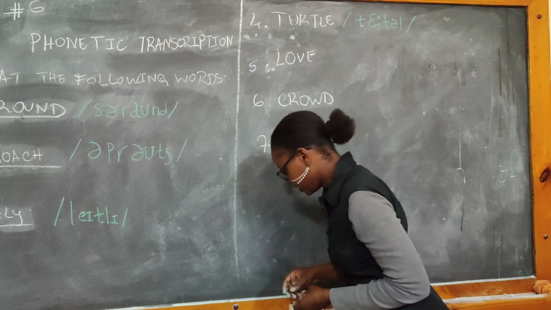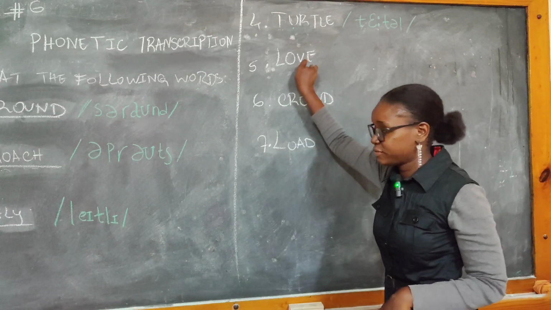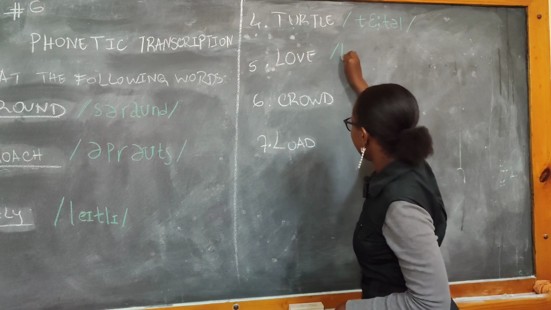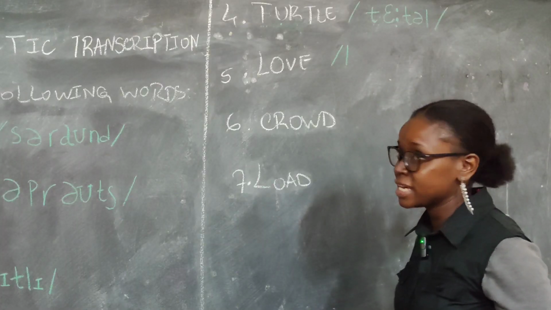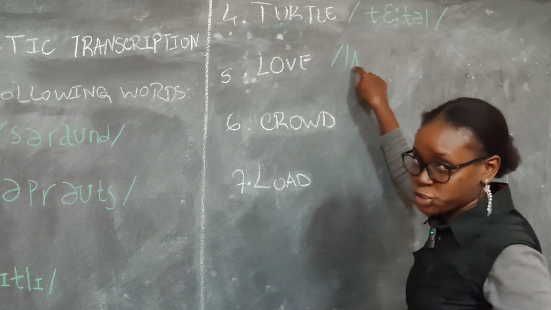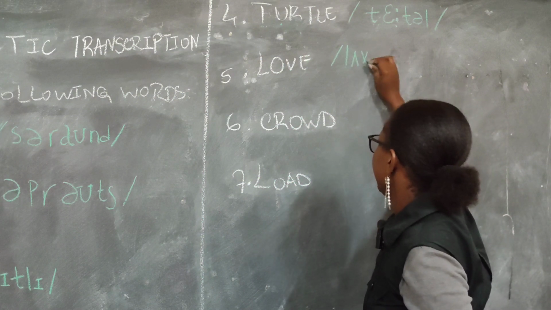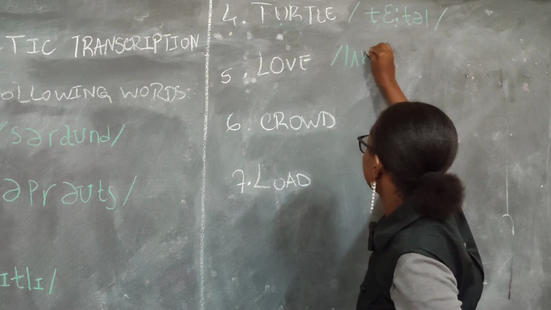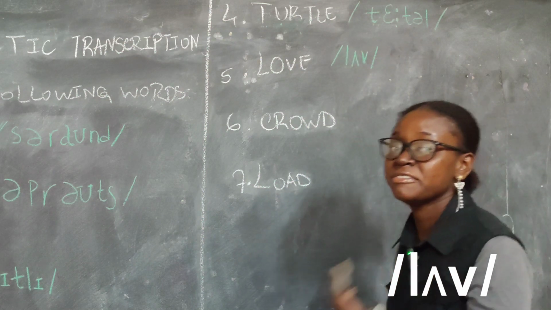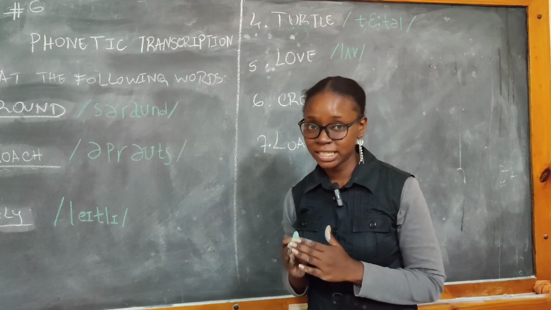Fine. Moving on, let's go for the word love, love. What's the first thing that we find? L. And then what sound comes next? This short vowel. And then V. Love. Not any other vowel, it's love. It's how we pronounce it in English.